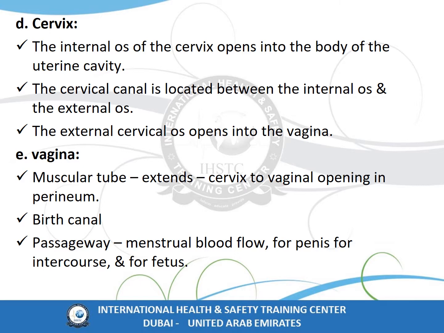The functions of the vagina. It is a receptacle for semen. It's the lower portion of the birth canal. And it's an excretory duct for uterine secretions and menstrual flow.